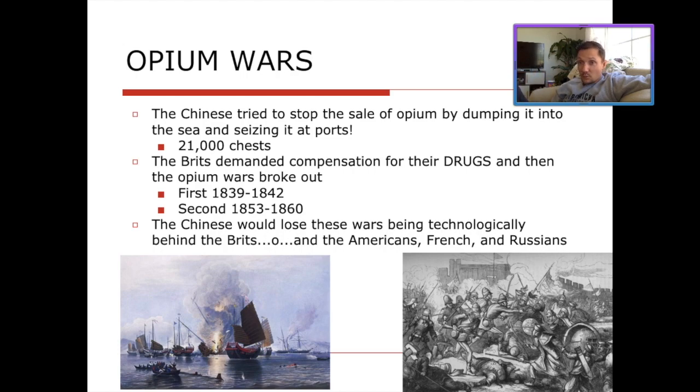Now, the Opium Wars, there's going to be two of them. The first one from 1839 to 1842, and the second one from 1853 to 1860 are going to break out. Now, the Chinese are going to lose both of these wars tremendously badly. They're going to get absolutely shellacked by the British Navy.